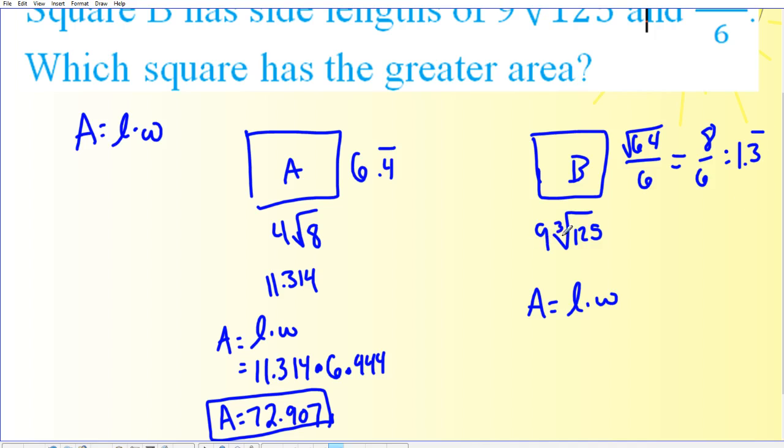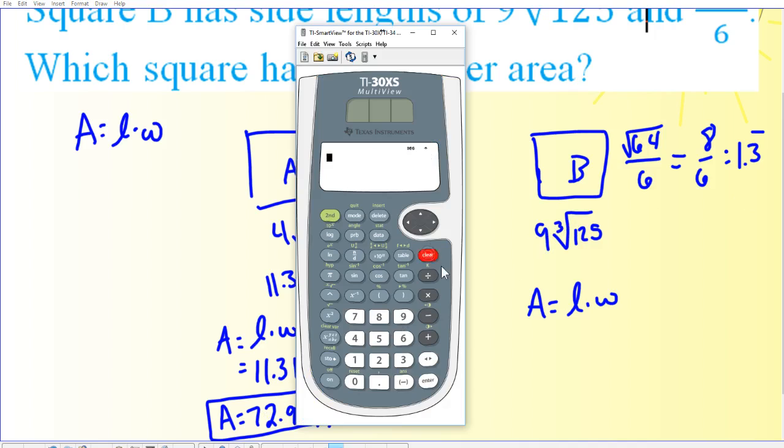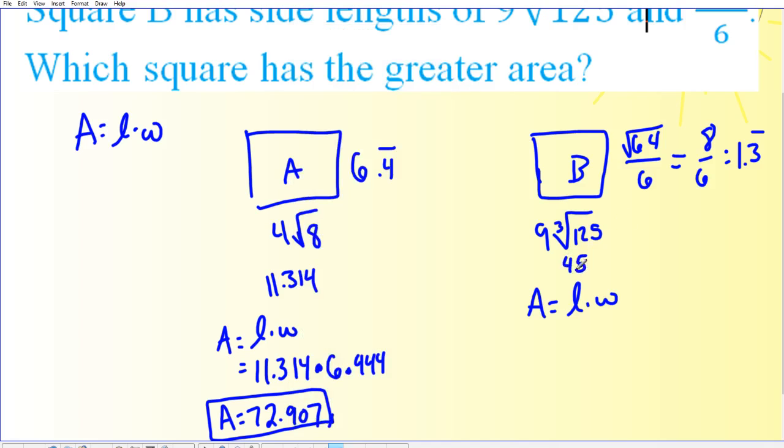Okay, 9 cube roots of 125. So I'm going to do the cube root of 125 first, which actually I know off the top of my head, but 3, second, caret to get our special root. The cube root of 125 is 5. Then I'm just going to hit times 9. I'm going to take the cube root of this times 9, and that gives us 45.